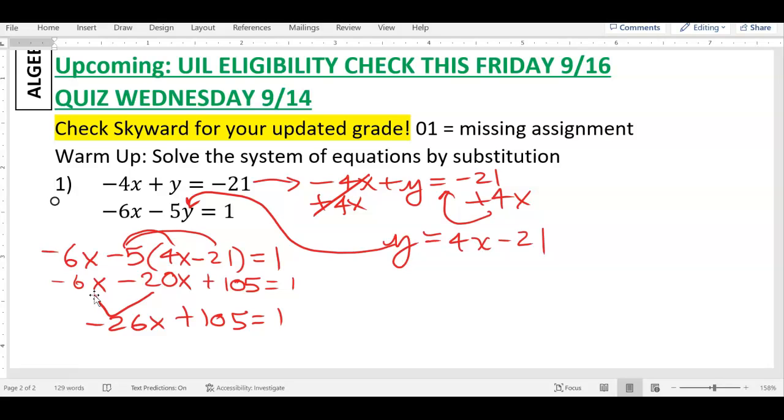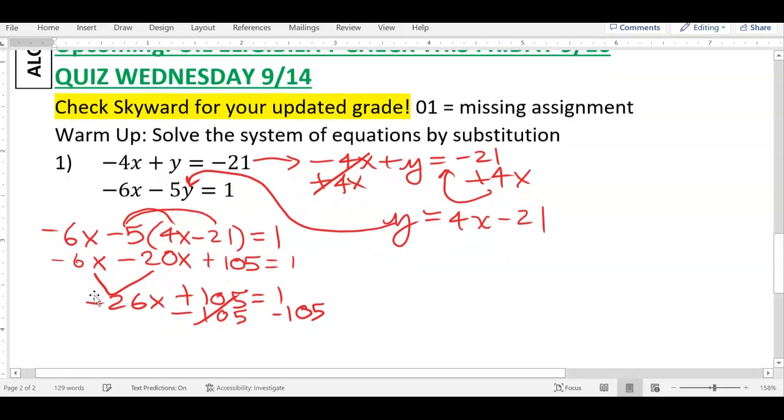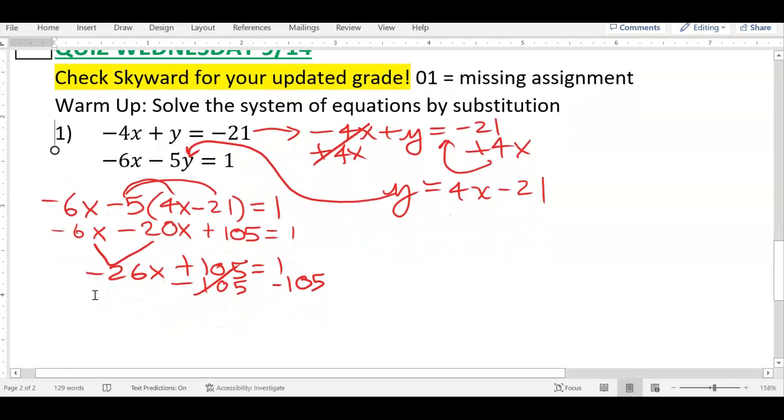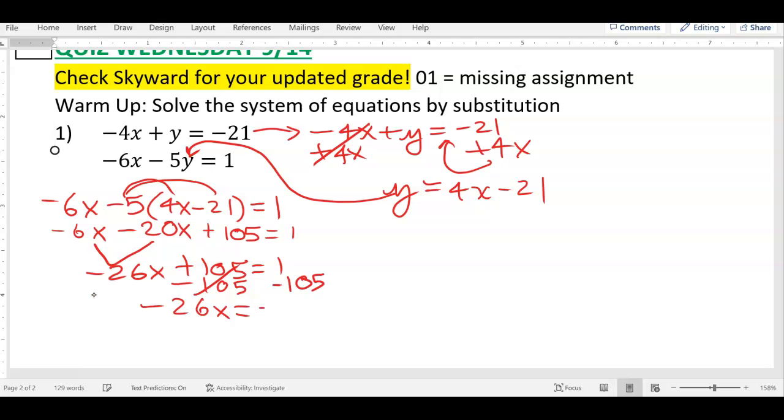Next step, how do I get rid of the 105 loner? Minus 105. Careful here. What's 1 minus 105? Negative 104. Okay, so bring down negative 26x equals negative 104.